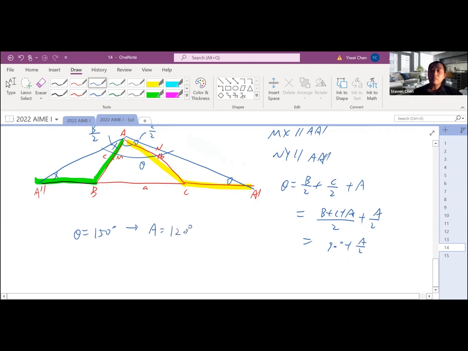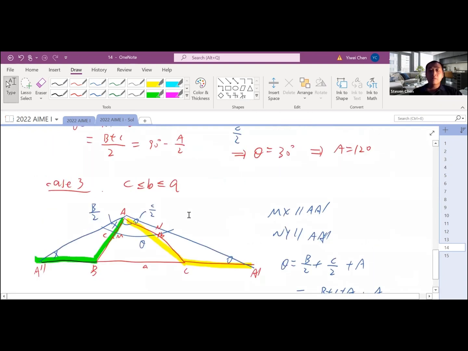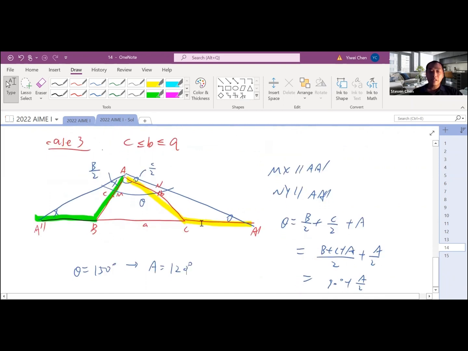So in this case, actually, it's okay to let A be equal to 120. Why? It is because in this case, recall that we assume that small a is the largest, right? So now we get a consistent result. So this is good. All right. So then let's continue to do the rest of the analysis of this problem.